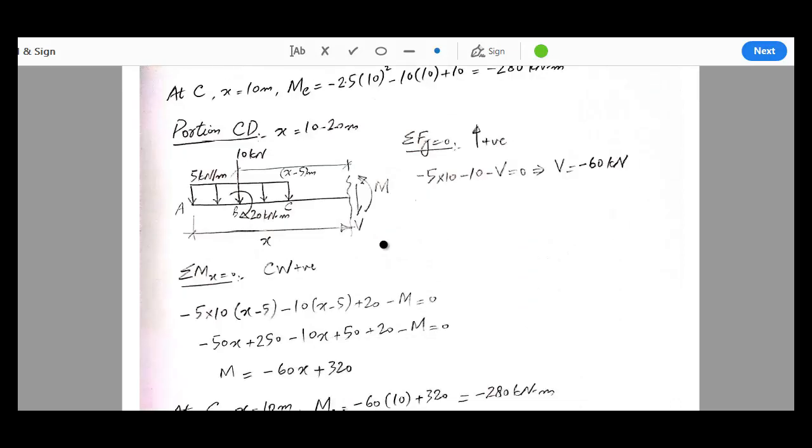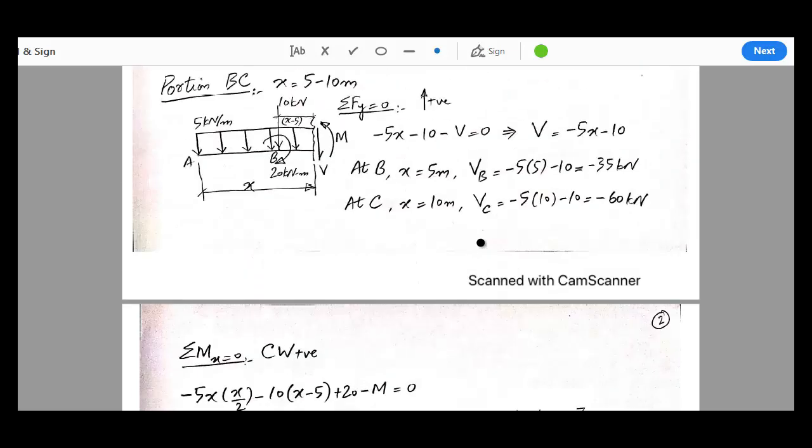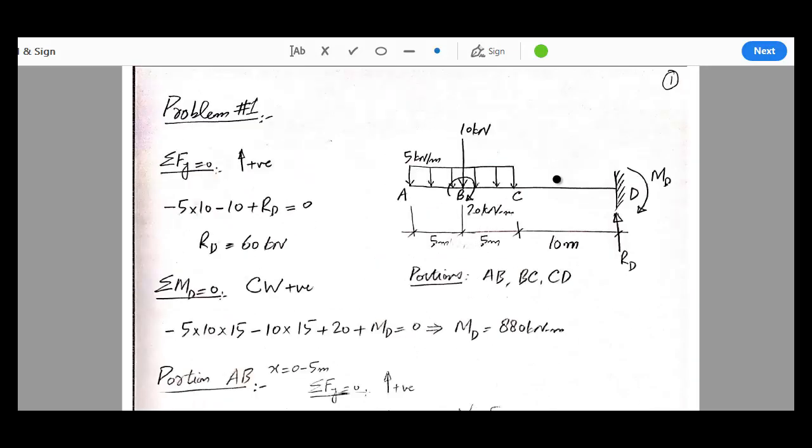Now let's move to portion CD. For portion CD, we will consider a section somewhere over here. So the entire UDL and point load and this couple will be present on the left side of the member, left side of the section.